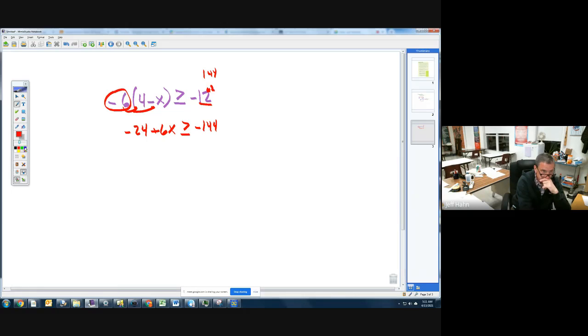From here, it's going to be a piece of cake to solve. I'm just going to add 24 to get it to the other side. I'm going to add 24, which means these are opposite terms. So you're actually going to subtract them and get 120, and the negative is bigger. And 6x is greater than or equal to negative 120 divided by 6. Divided by 6, x is greater than or equal to negative 20.